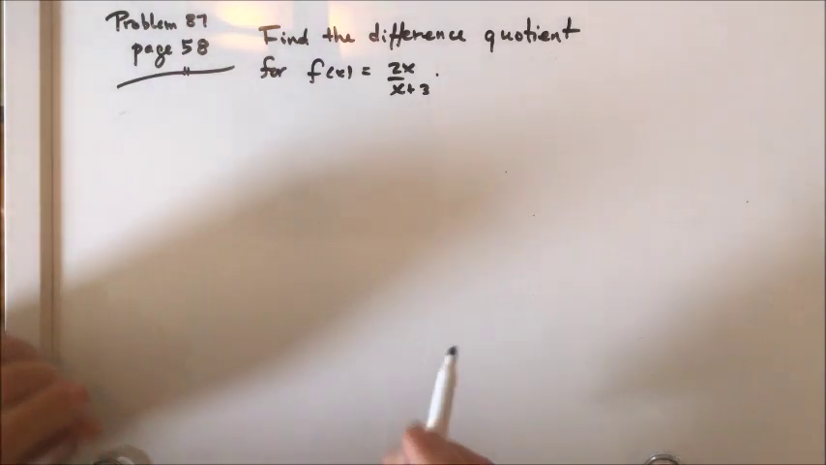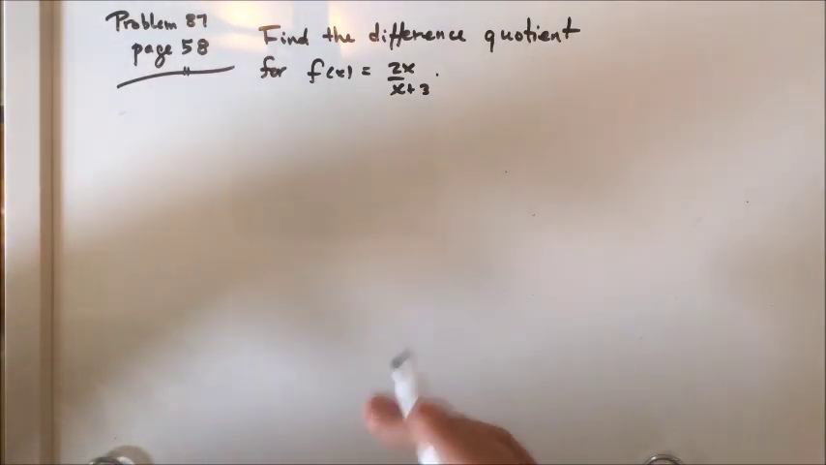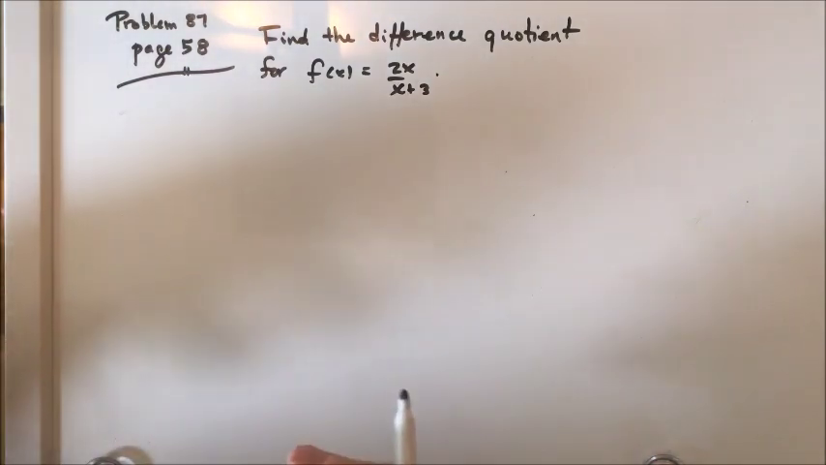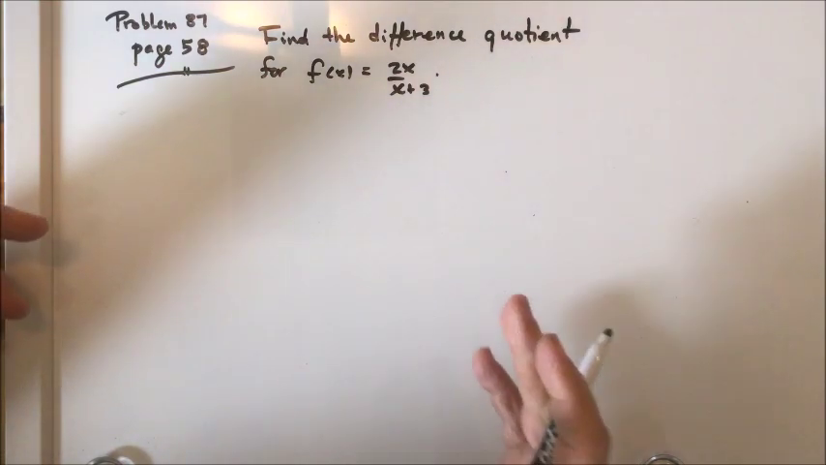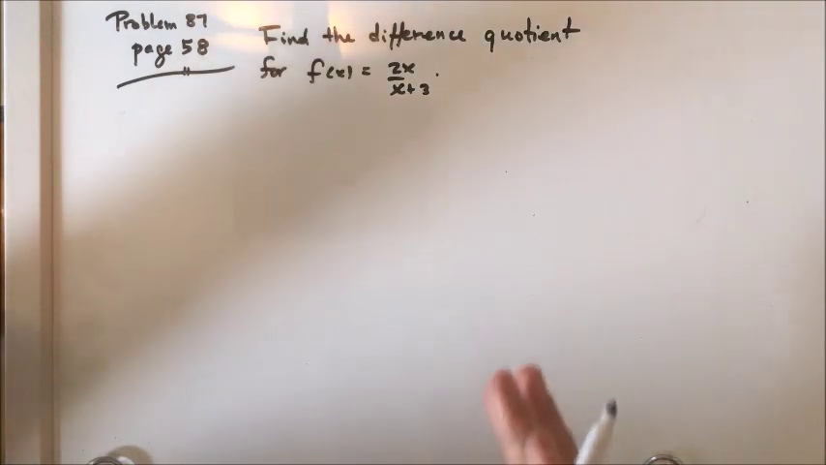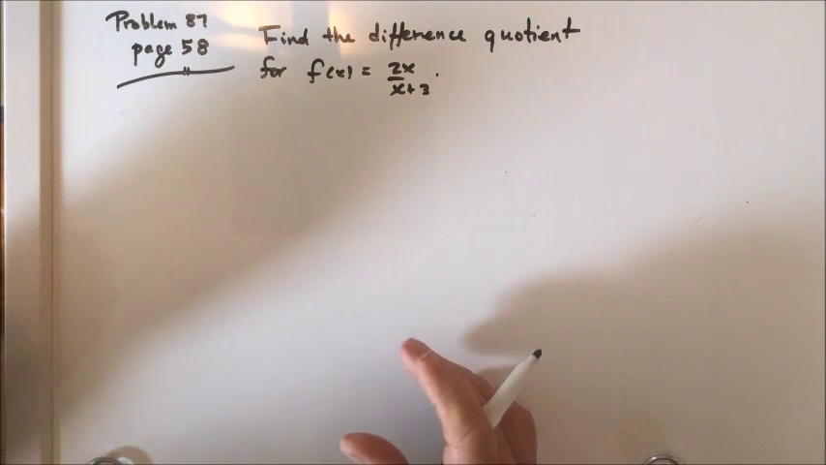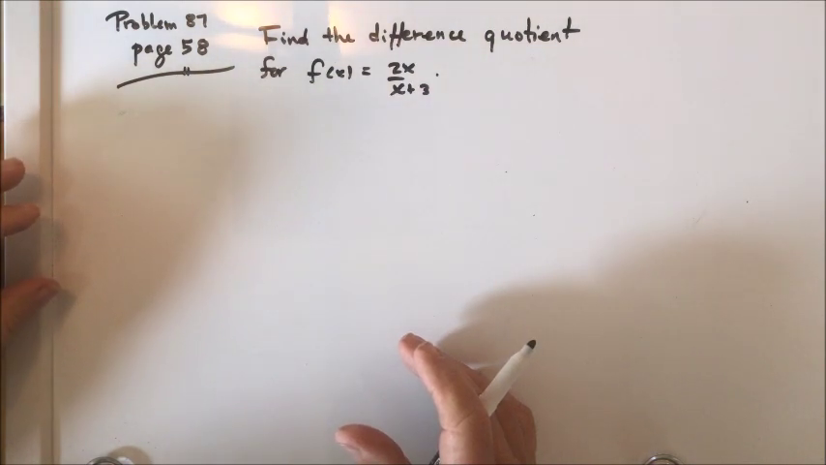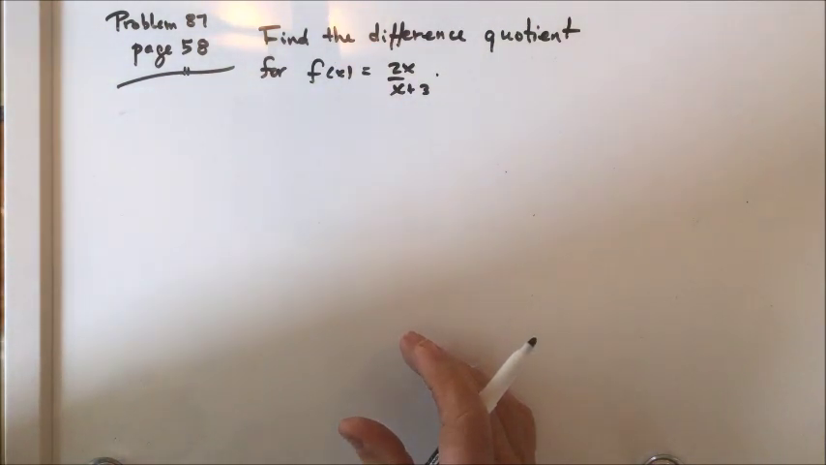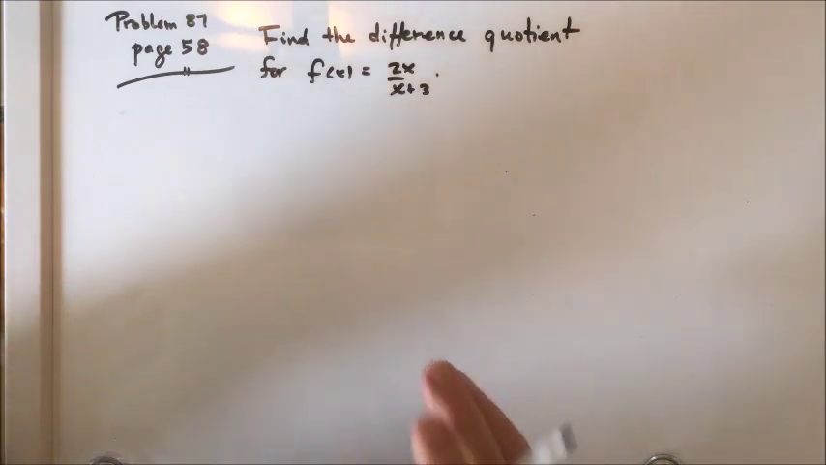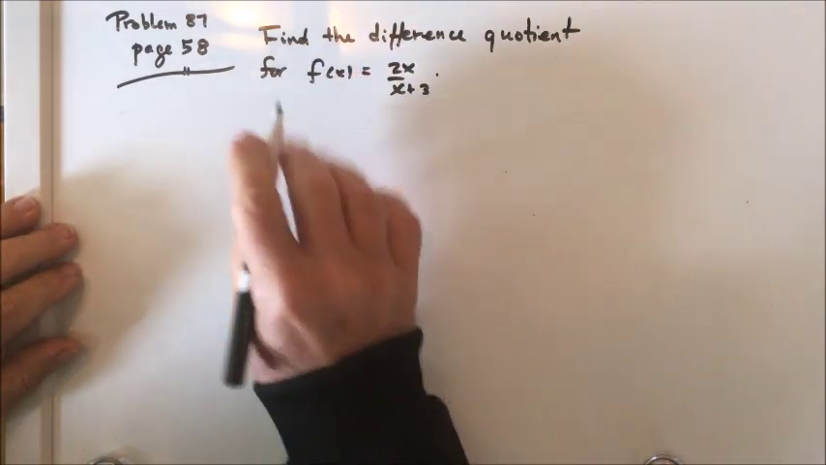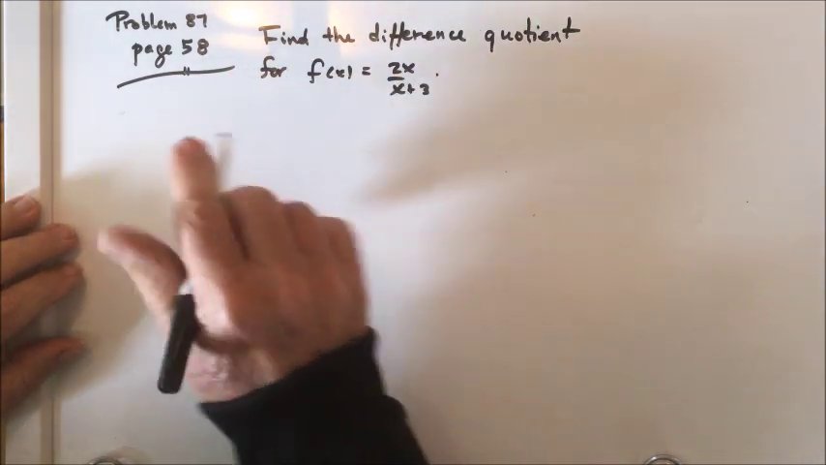I'll likely do it more because, as I've said, to me it's a little bit odd for pre-calculus to introduce this concept, but I'm glad they did because it truly is the gateway to differential calculus. But rather than go through that at the moment, let's just do this problem. This problem says write down the difference quotient for this function.